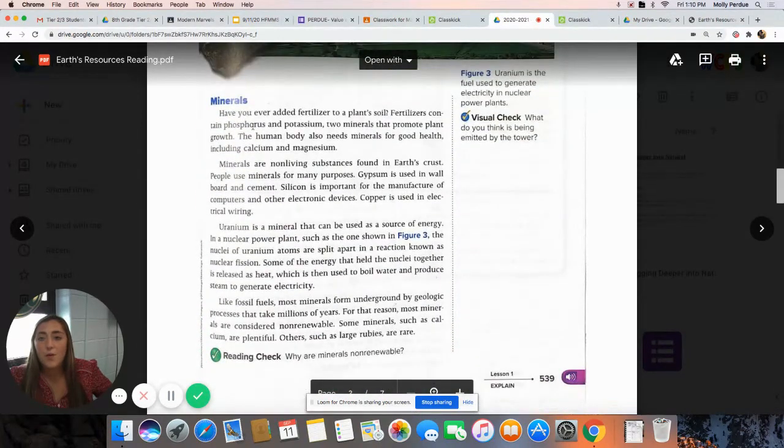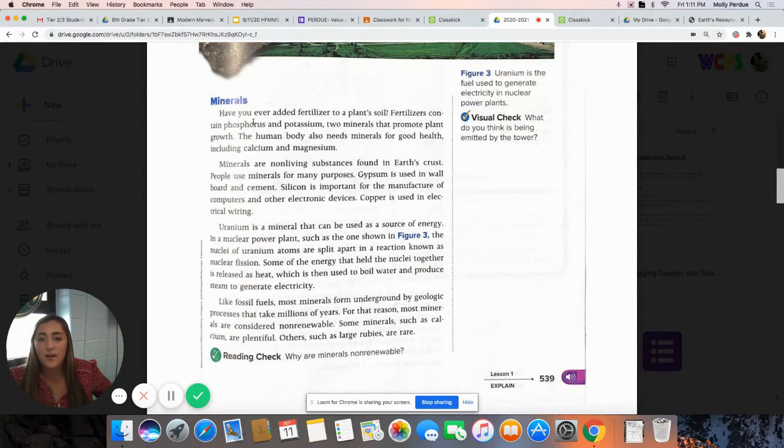Minerals. Have you ever added fertilizer to a plant's soil? Fertilizers contain phosphorus and potassium, two minerals that promote plant growth. The human body also needs minerals for good health, including calcium and magnesium. So those are all minerals that we just talked about: phosphorus, potassium, calcium, and magnesium.